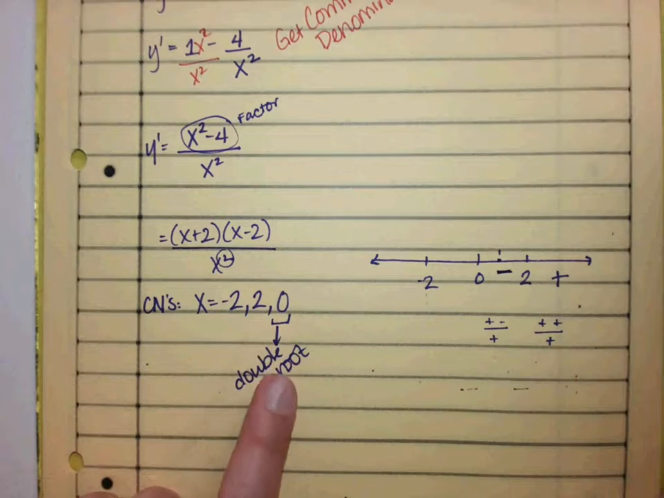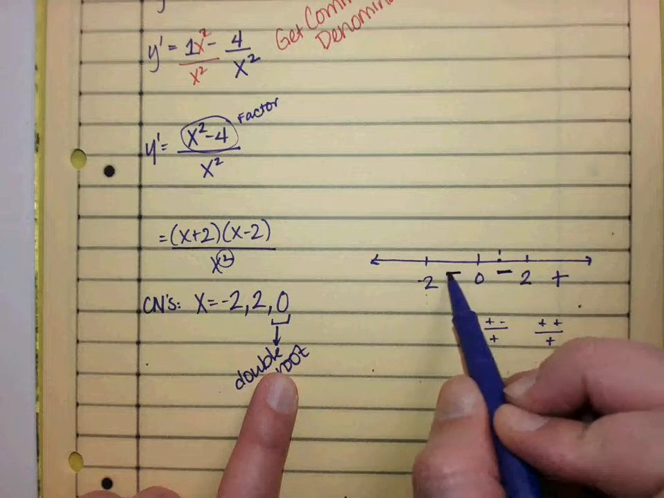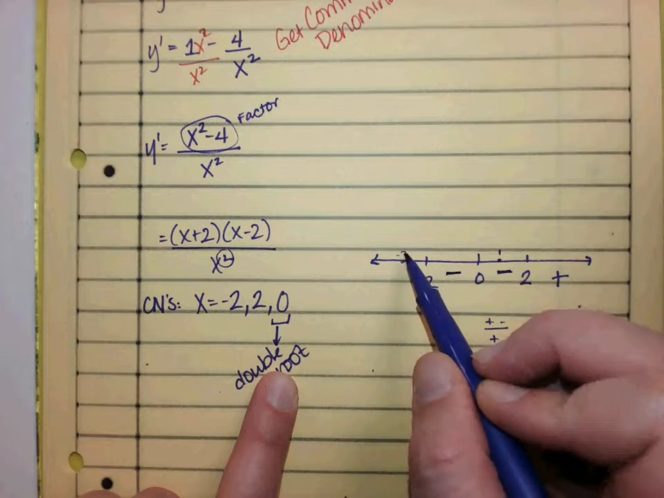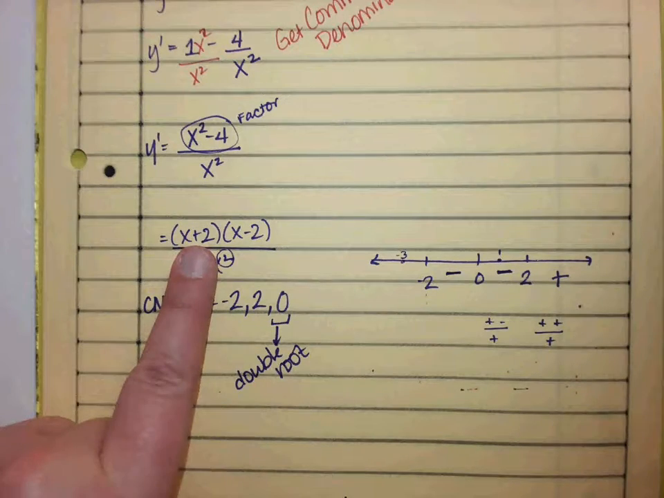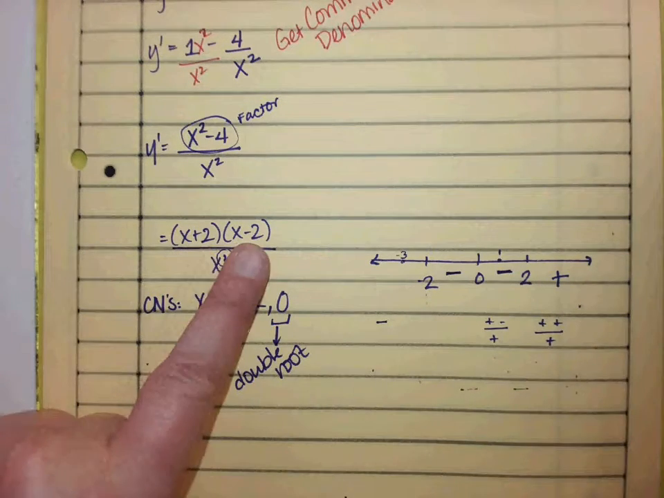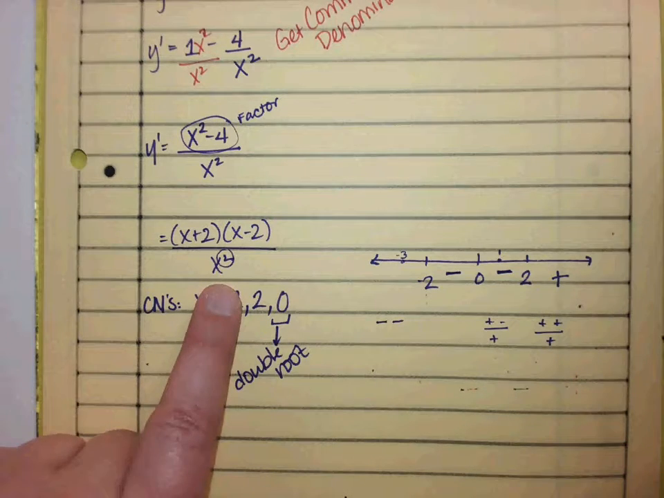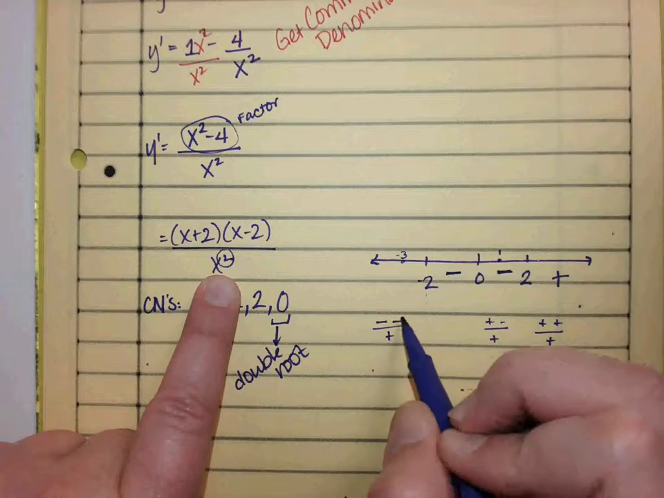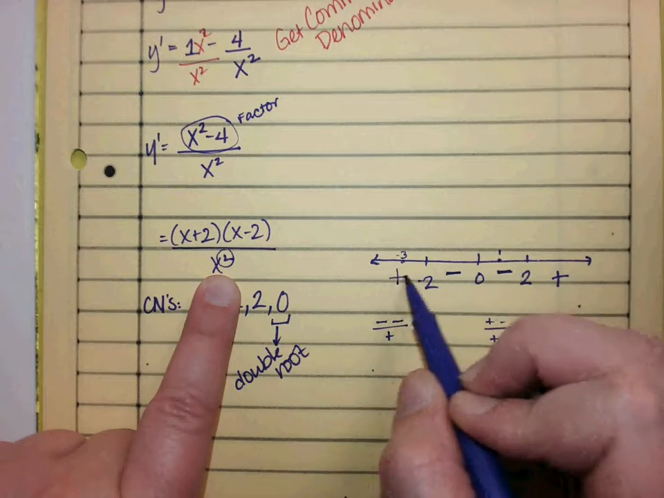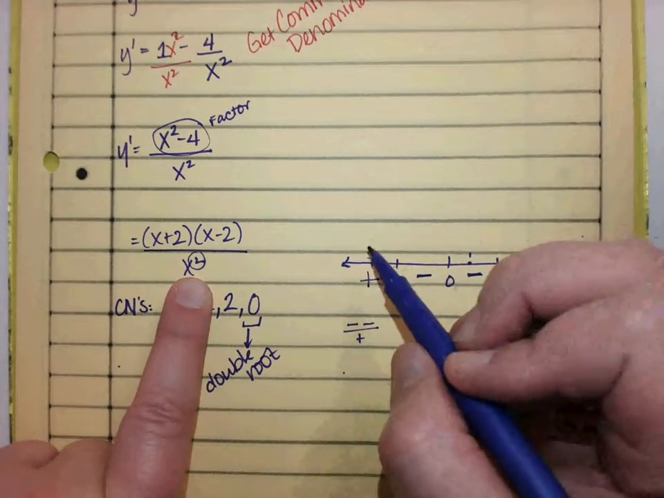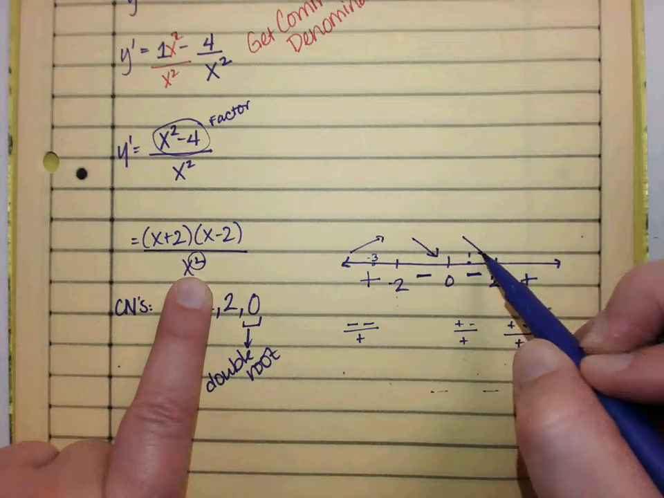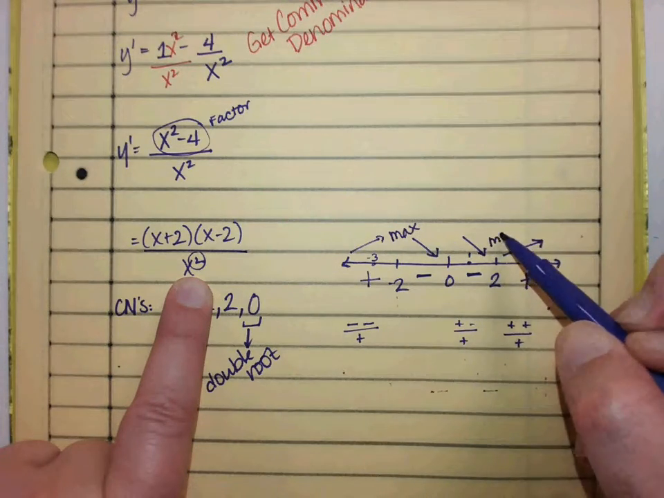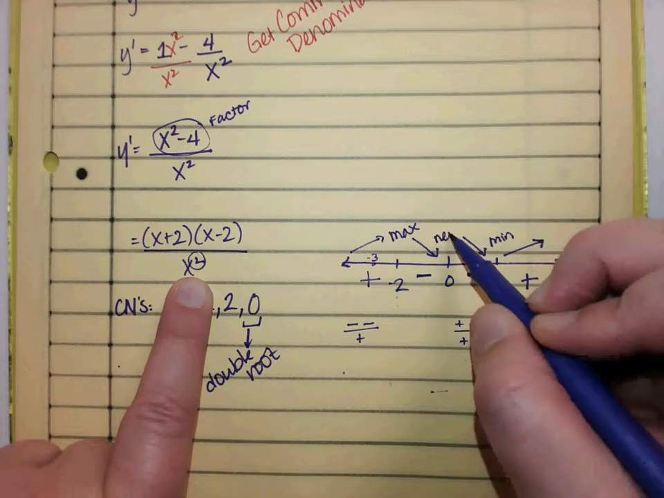And then since 0 is a double root and there's no sign change, I can copy the minus across to the other side. Then smaller than negative 2, say I pick negative 3. Plug that in here. Negative 3 plus 2 is negative. Negative 3 minus 2 is negative. Negative 3 squared, though, is positive. Negatives on the top cancel out. Positive on the bottom leaves it positive. So I have increase, decrease, decrease, increase. I have a max here. I have a min here. Okay, in the middle, remember, I have a neither.